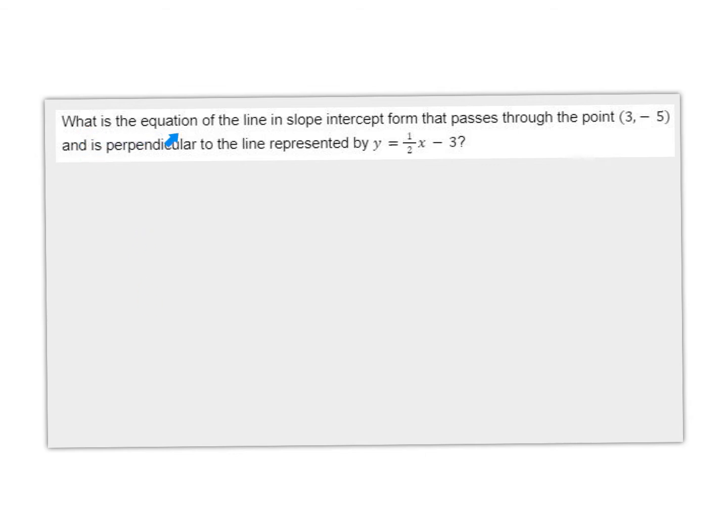Okay, this one says, what is the equation of the line in slope-intercept form that passes through the point 3, -5 and is perpendicular to the line represented by y equals 1/2 x minus 3. All right, so that's a lot of words. Sometimes we get lost in the words. But first of all, the equation has to be in slope-intercept form. That's our y equals mx plus b.